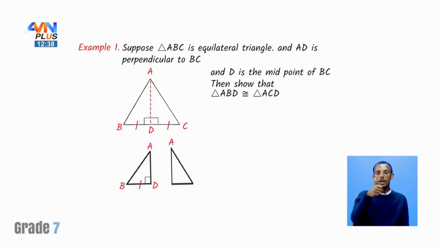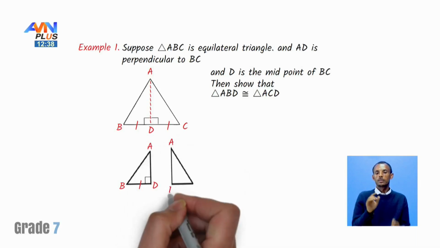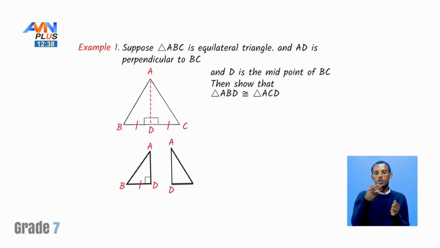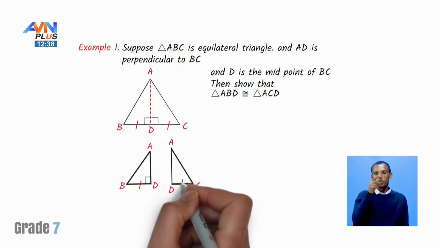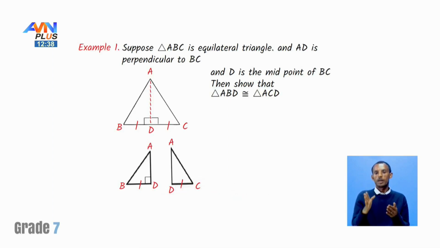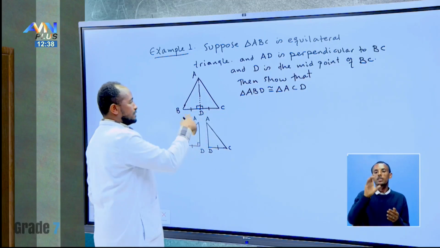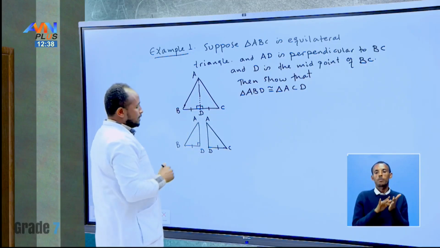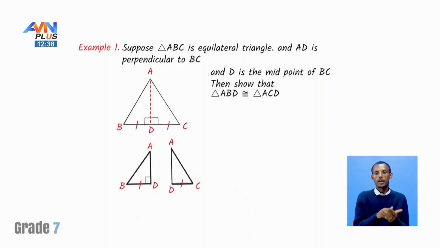Here, this is AD, the common side. This one is common for both. And in triangles ABD and ADC, as you can see, this side and this side are equal. BD and DC are equal since this is the midpoint. And again here, this is perpendicular, it's 90 degrees.